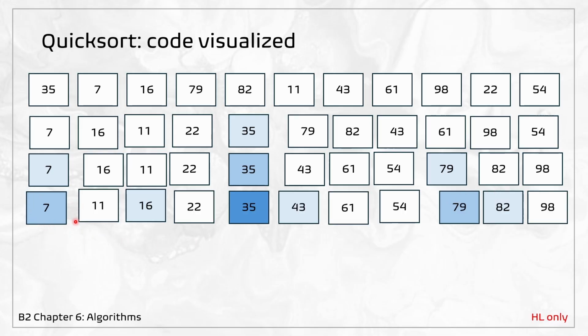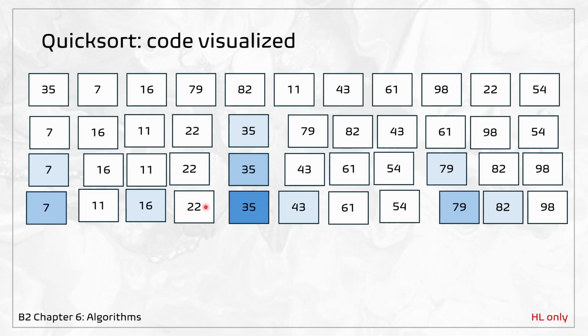Again, 7, 35, and 79 are now old pivots. And now we're just going to look at the new pivots. 16 is the new pivot here. And 11 is less than 16, so it gets moved on to this left list over here. And 22 stays in position in this right list.